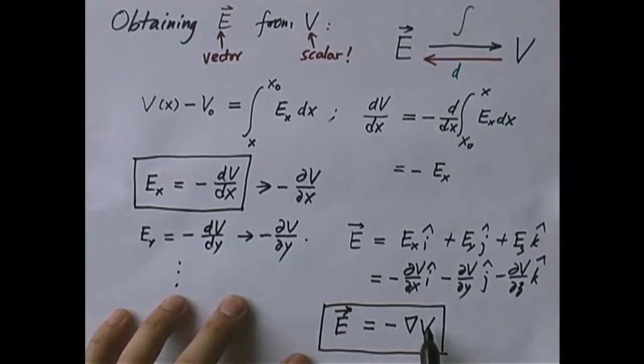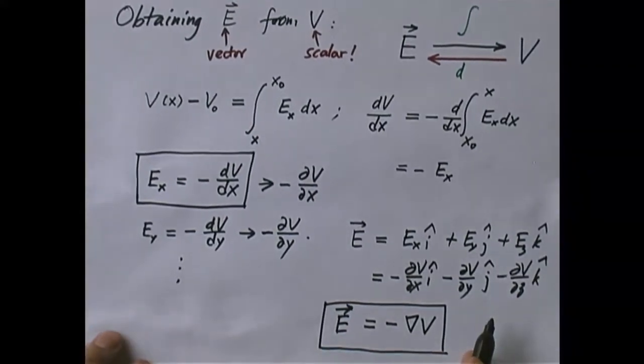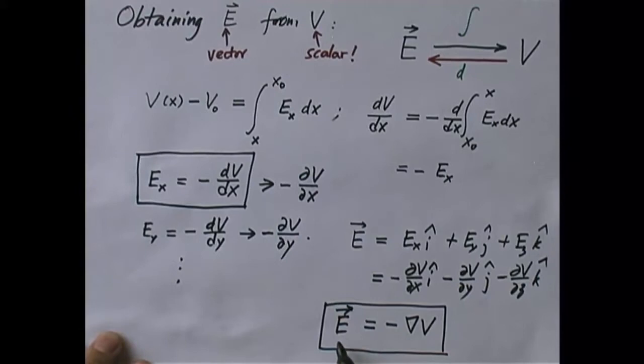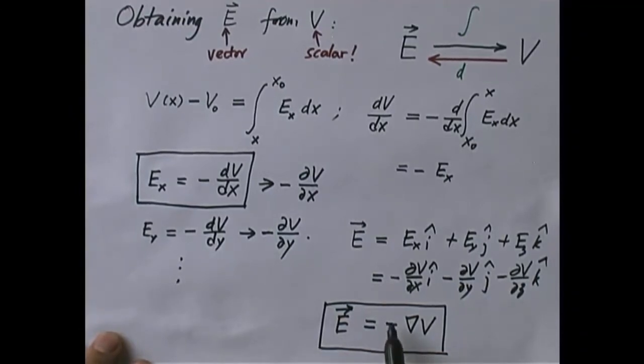So if you know how to calculate V, then all you have to do is take the gradient with a negative sign. You will get the electrostatic field, the full three-dimensional vector expression. The gradient operator, we're going to use that a lot later. So what you learn in math will now prove to be actually useful.